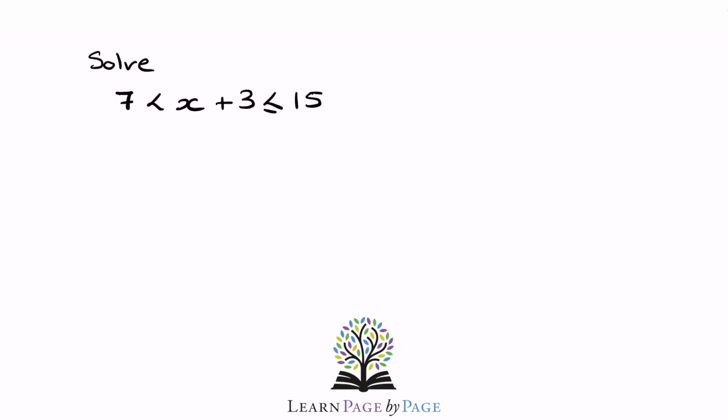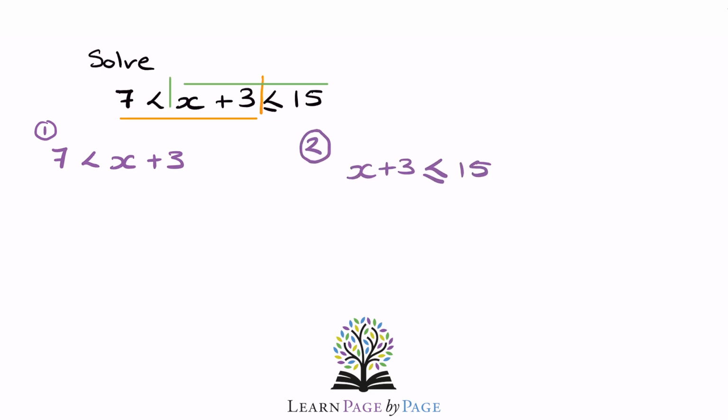So same as before, separate the inequalities. The first one, 7 is less than x plus 3. Stop at that inequality sign. That's 7 is less than x plus 3. That's number 1. And then we look at the other, and that was x plus 3 is less than or equal to 15. So we're stopping here, and we'll write that one out. That's number 2. Go ahead and solve both inequalities.